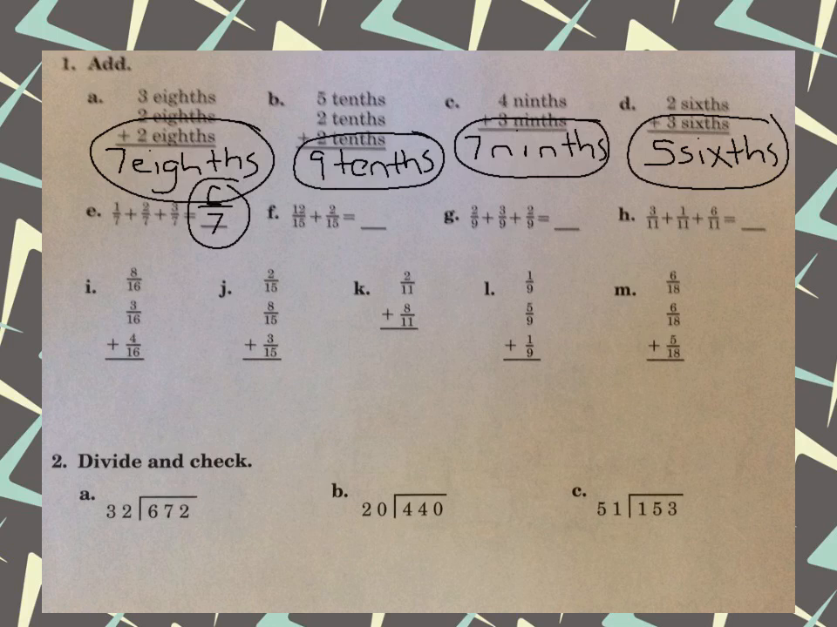So as we look at F, our denominator is 15. Go ahead and keep that. And then we need to add 12 plus the 2, that's 14. And our answer is 14 over 15. 14 fifteenths. G, our denominator is 9. And so we need to add up our numerators of 2 plus 3, that's 5, plus 2 more is 7. And our answer is 7 ninths.